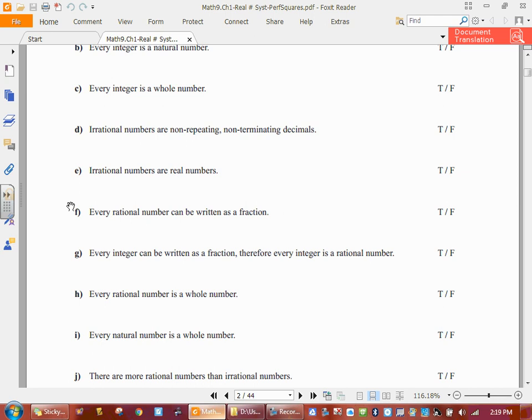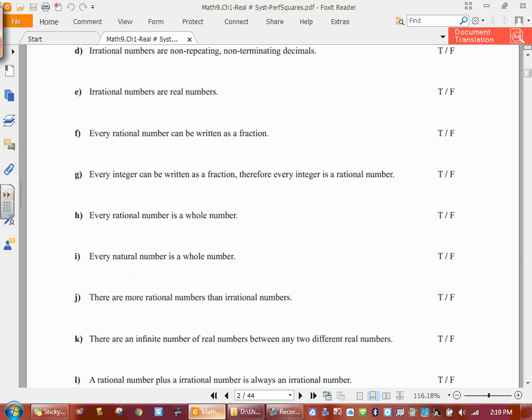All right, now let's take a look at the next one, letter F. Every rational can be written as a fraction. What do you think? What's the symbol for rational? Q. That stands for a quotient, which means if it's a rational, it should be able to be put into fraction form. So that one is true. If it's a rational, you can write it as a fraction, you bet. Letter G.